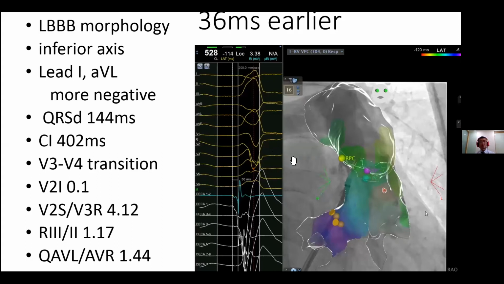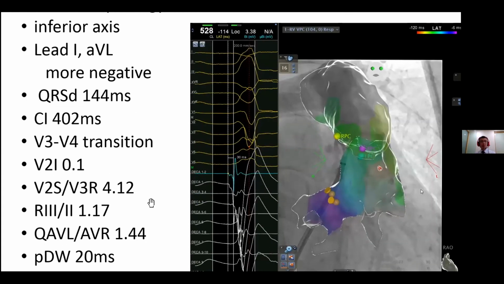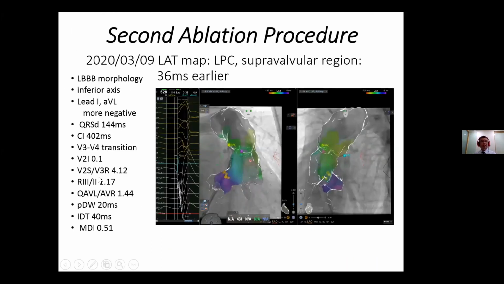That means maybe it moved to an even more leftward position. For the other parameters, you can see that the MDI is not higher. It is 0.51, and the pseudo delta wave is 20 milliseconds. Another is the V2S/V3R ratio. It is 4.12. If this ratio is higher, it means it is coming from the right side. If it is lower, less than 1.5, it could be coming from the left side. So for this case, we still consider it could possibly be coming from the right side.